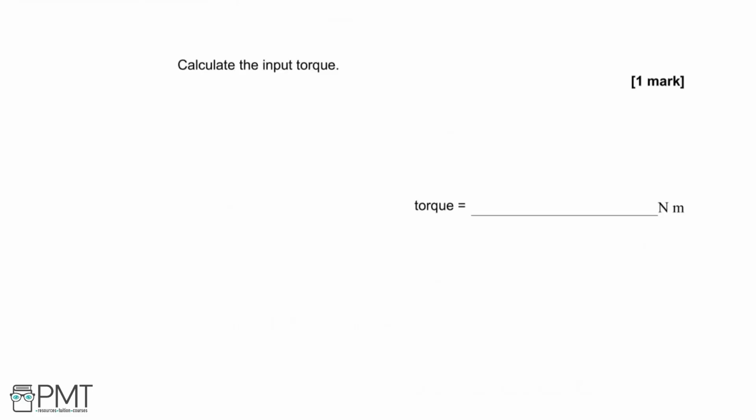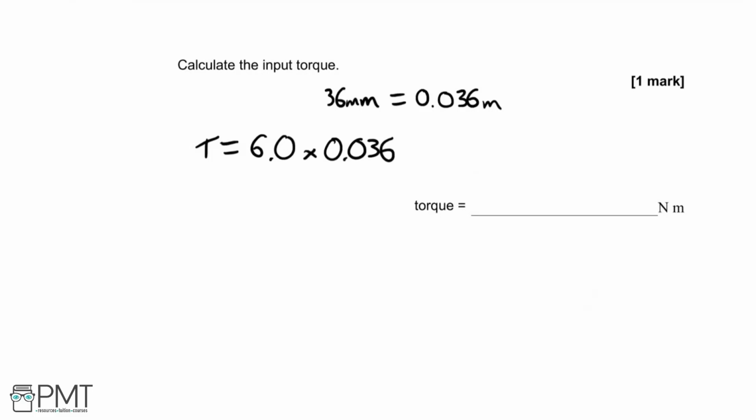Calculate the input torque. So the values given to us in this question were that there was a force of 6 newtons applied and it was at a radius of 36 millimeters. So converting that 36 millimeters into meters, we have 0.036 meters. Now to calculate torque, we just need to multiply the force by that radius, and that gives us a value of 0.22 Newton meters. I'll just add some labels there. So you get 1 mark for correctly calculating that answer.